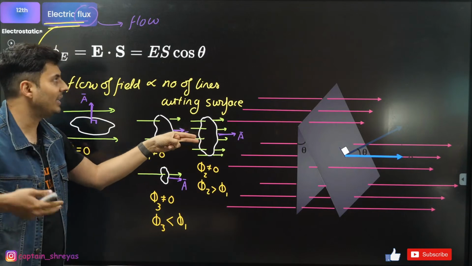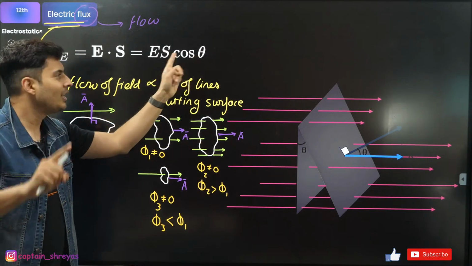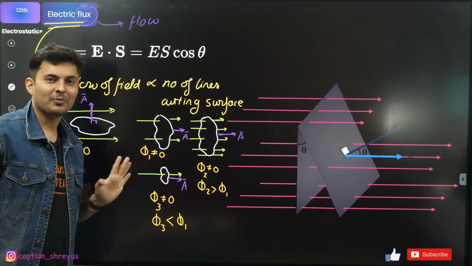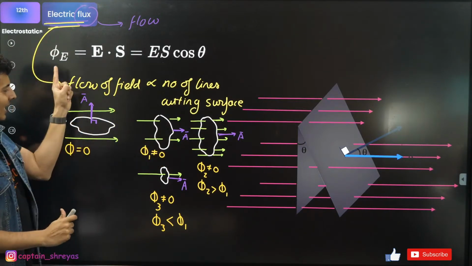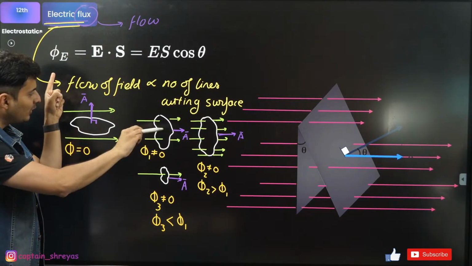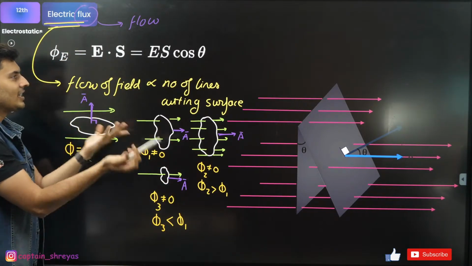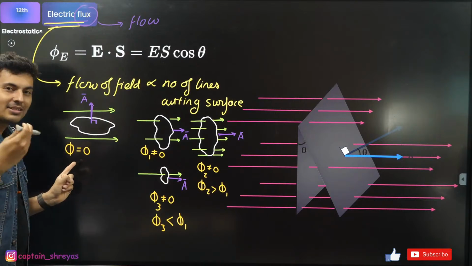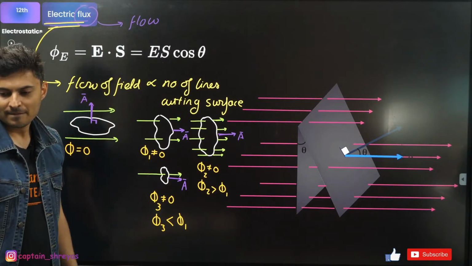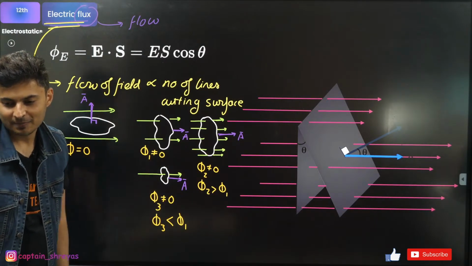Area vector, I have defined it. So cos of 0 degrees is 1. Here the angle between area vector and the field vector is 90 degrees. So cos 90 is 0. So that's why the flux is 0. I hope this is understood.